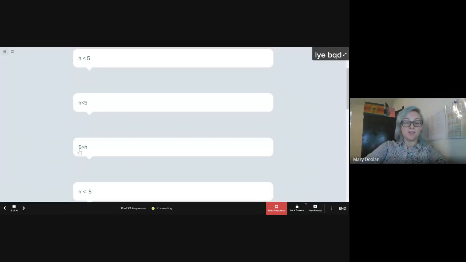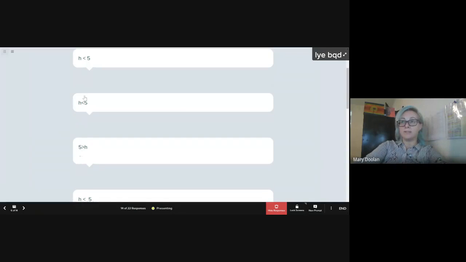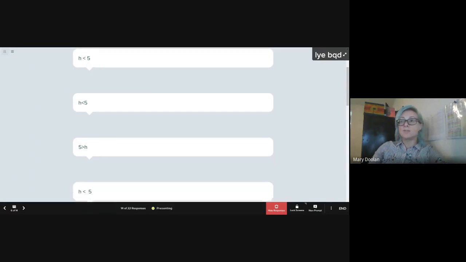Here we have 5 is greater than H. That's the way you would read this. But that's also okay because this is true. It's just that H is less than 5 or 5 is greater than H are equivalent in their meaning. So you would have to have one of these two. Either H is less than 5 or 5 is greater than H. No equal signs.